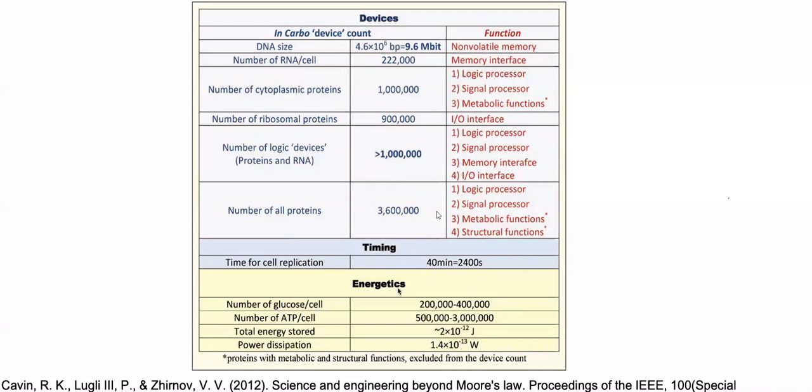And what is the energetics? The number of glucose molecules per cell is about a few hundred thousand. Number of ATP, adenosine triphosphate, per cell. This is the energy, the phosphate will transfer the energy, about 500,000 to 3 million. Total energy stored is 2 picojoule. So the power dissipation is about 1.4 times 10 to the minus 3 watts.